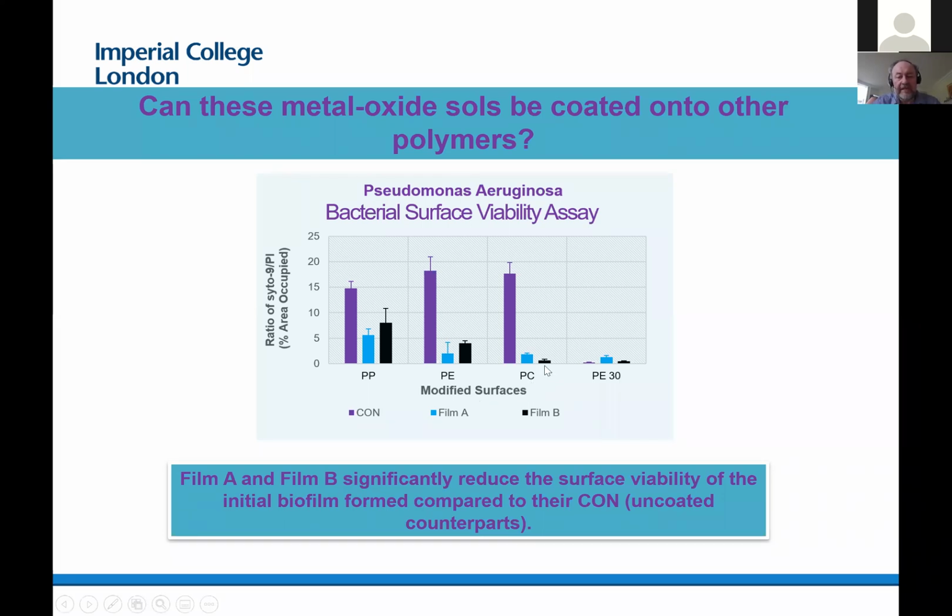The film B was the best material, and polycarbonate untreated was better antimicrobially than the cheaper polymers, polyethylene and polypropylene. Although when we treat it, we get best performance. So your options are, you either take polycarbonate, treat it with our special colloidal particles, and that works, or you take the polyethylene, oxidize it, then you treat it with the colloidal particles. In each of those two scenarios, you get good performance against Pseudomonas aeruginosa.